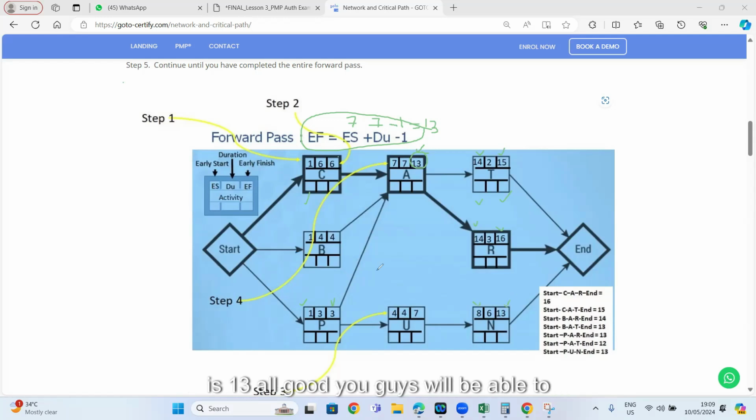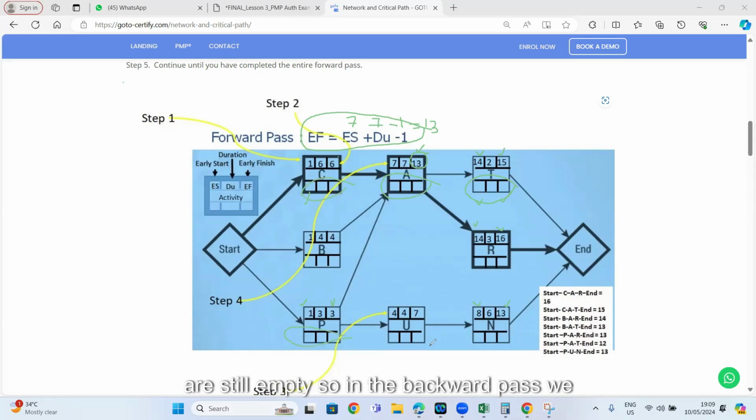All good. You guys will be able to determine the forward pass, which means find out the early start and early finish of each activity and enter them on the top of these activities, like 1, 6, 7, 13, 14, 15, 1, 4, 14, 16, 1, 3, 4, 7, 8, 13. All good. And we will now understand the backward pass. In the backward pass, you see these empty ones, right? We need to determine the late start and late finish also, right?